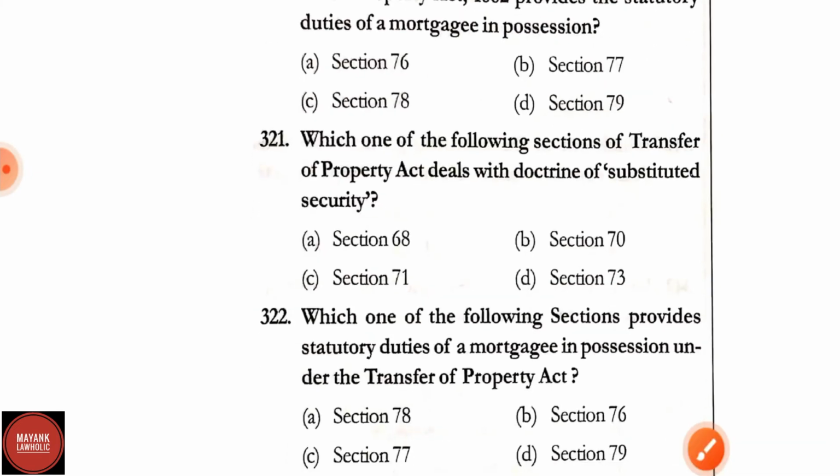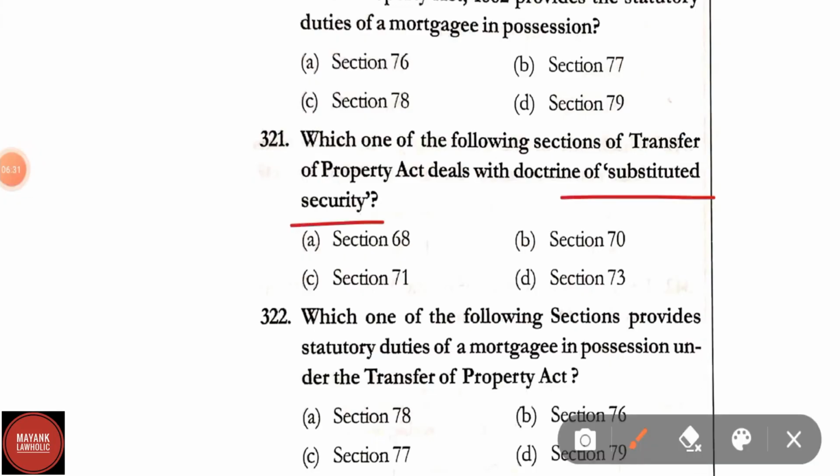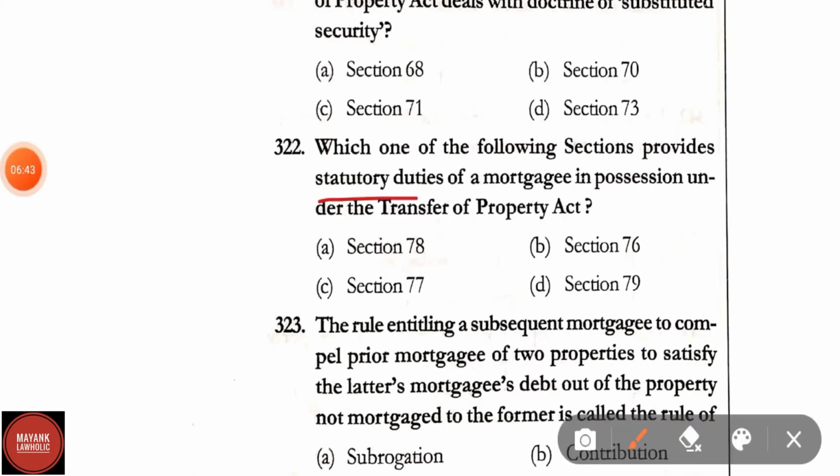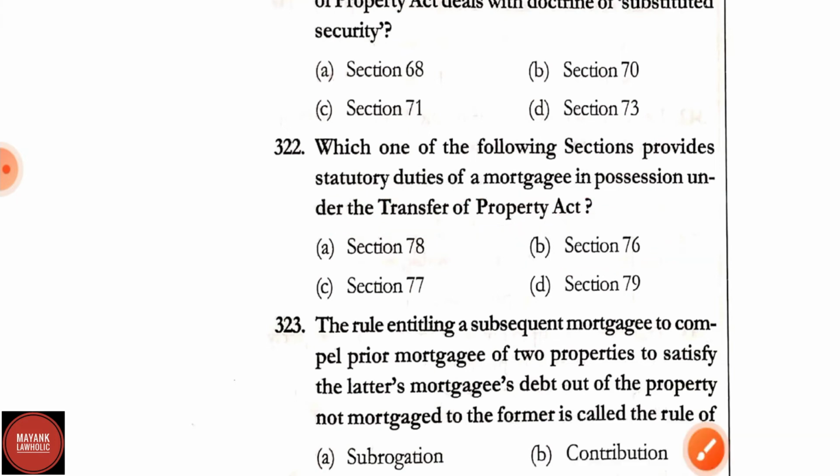Question number 321. Which one of the following sections of TPA deals with the doctrine of substituted security? Correct answer is section 73. Section 73 deals with the doctrine of substituted security. Question number 322. Which one of the following sections provides statutory duties of the mortgagee in possession under the TPA? Options are section 78, section 76, section 77, section 79. Here correct answer is option B, that is section 76.